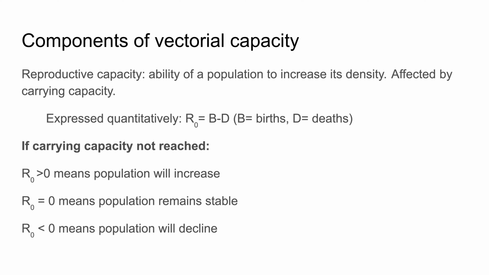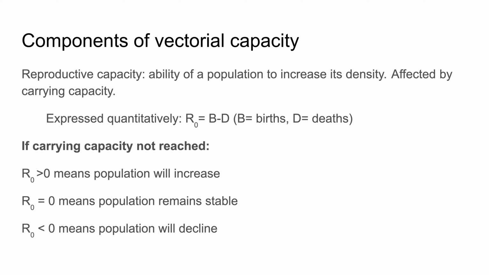Think about the formula there, right? If B equals D, then R sub 0 is going to be 0. And if R sub 0 is less than 1, it's going to mean our population will decline. So if we have more births than deaths, then our population is going to increase. That makes sense. If births and deaths are equal, it's going to remain stable. And if births are fewer than deaths, so deaths outnumber births, then the population is going to decline.